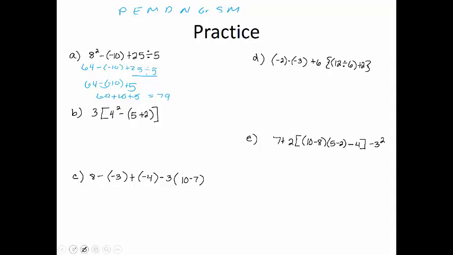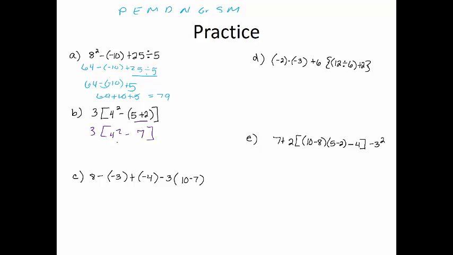Alright, for B, do we have any parentheses or enclosures? And we do. So we'll start with the innermost ones. We're going to start here. 5 plus 2 is 7. So we have 4 squared, take away 7.